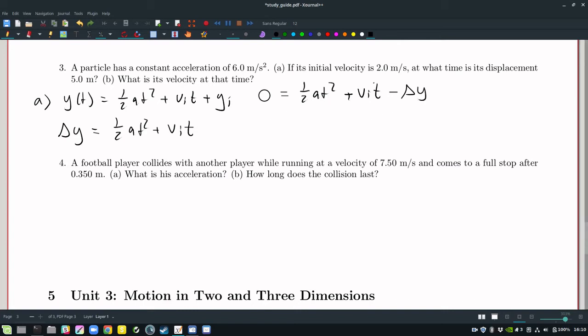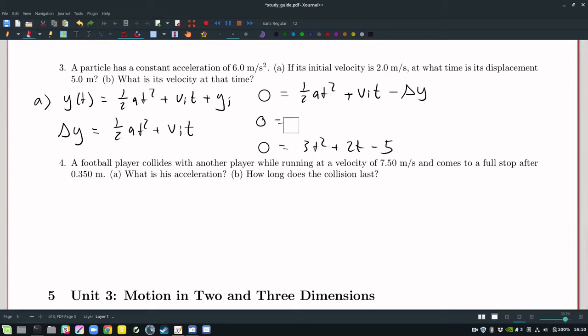Let's fill in the formula now with the actual data of the problem. So we have 1/2, what's the acceleration? 6. t squared is a variable, then plus v_i is 2t, and then we're looking for minus 5 meters for the displacement. So we have 0, and then 6 over 2 is 3t squared plus 2t minus 5.